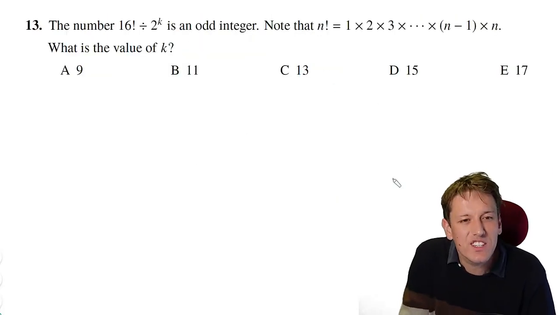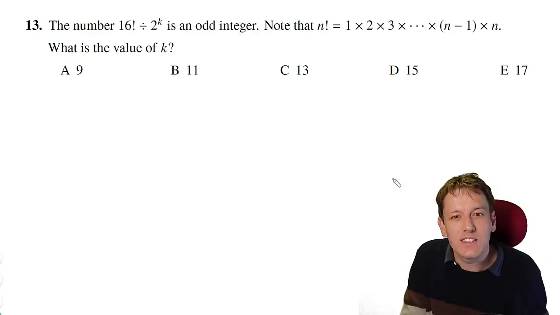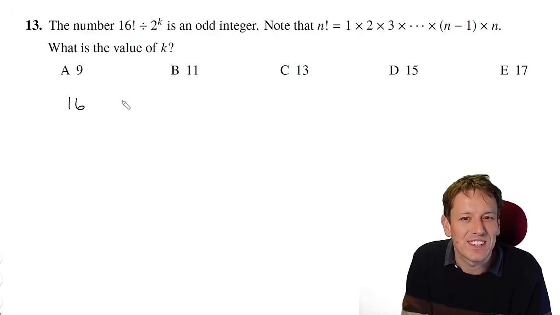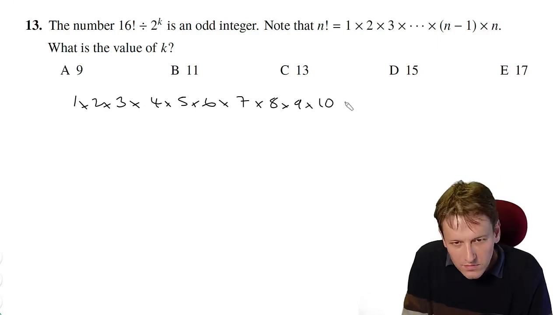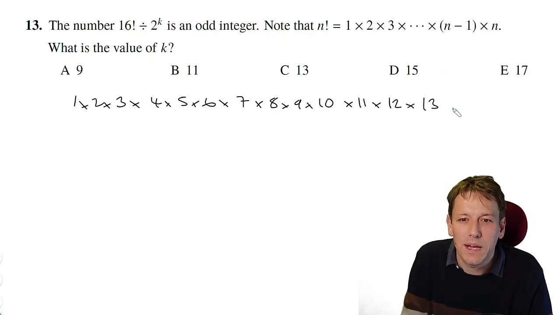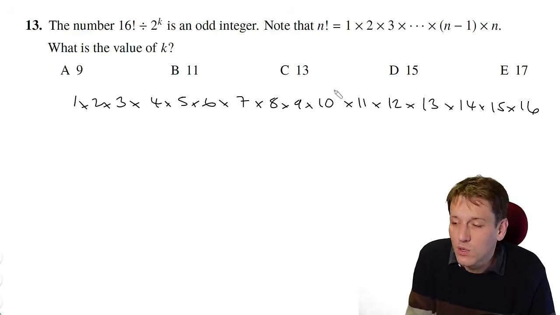So the number 16 factorial divided by 2 to the k is an odd integer. It reminds us here what factorial is in case we haven't seen it before. So 16 factorial, I'm actually going to write out in full here because it's going to be useful. So it's 1 times 2 times 3 times 4, etc., all the way up to 16. Now, if I'm going to divide this by 2 to a power and I'm going to end up with an odd number, all of the factors of 2 have to have disappeared.